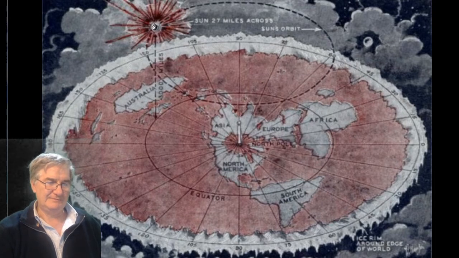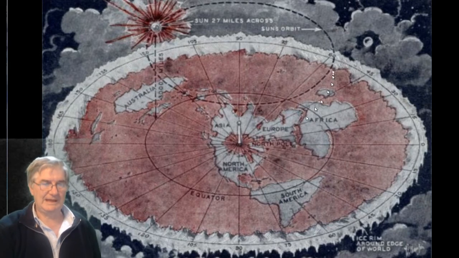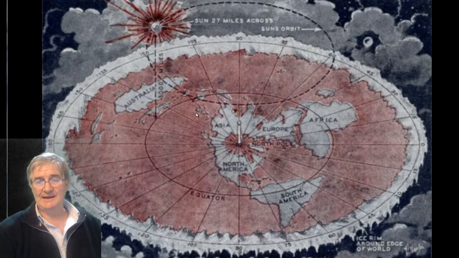And then we have the Sun, which spins around the North Pole, and they've calculated the Sun is actually 27 miles across, and that's the Sun's orbit, and that is the Moon's orbit. And within that, we have all the planets. They've got their other separate orbits up there.